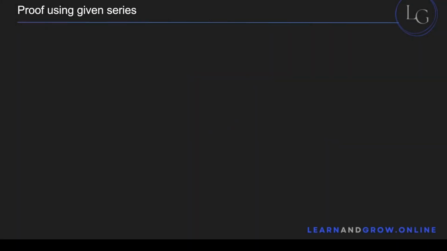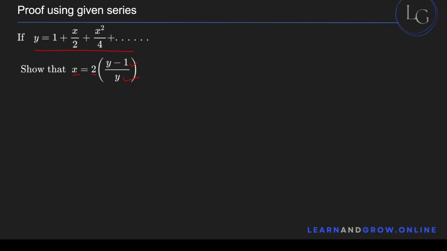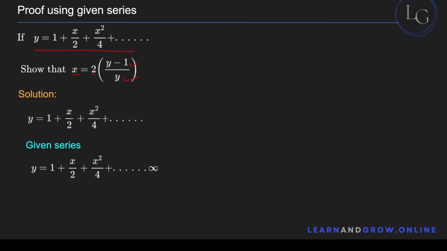So now we have to find a proof using a given series. So this is the series given to us, and basically we have to show that x is equal to 2 into y minus 1 over y, and we have to prove this using this series that is given to us. As you can see, because of these dots, this series goes on till infinity.